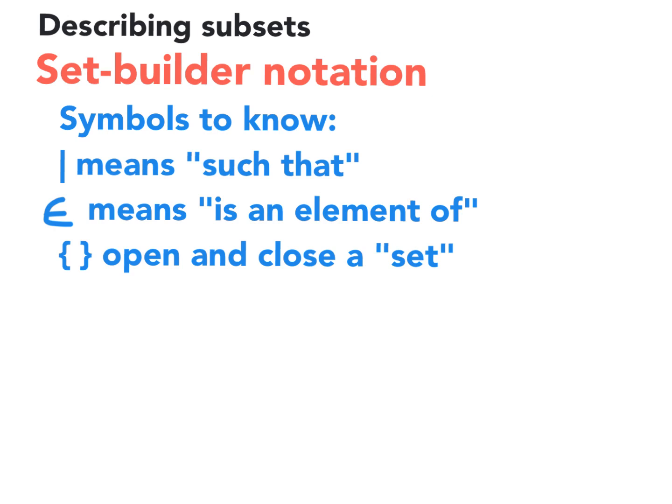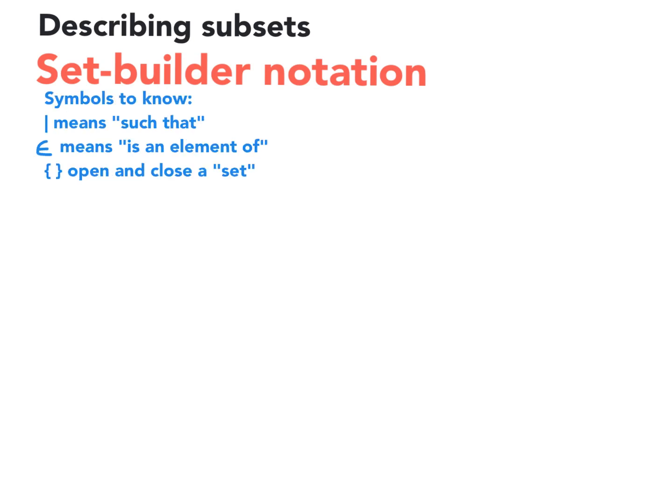So let's talk about describing subsets. We can describe them using set builder notation. With this notation, there are some symbols that we have to know. This bar means "such that." This little e means "is an element of." And these brackets just open and close a set. Within set builder notation, we choose a variable, list the properties of the variable, and tell to which set of numbers the variable belongs. It's not as complicated as it sounds.